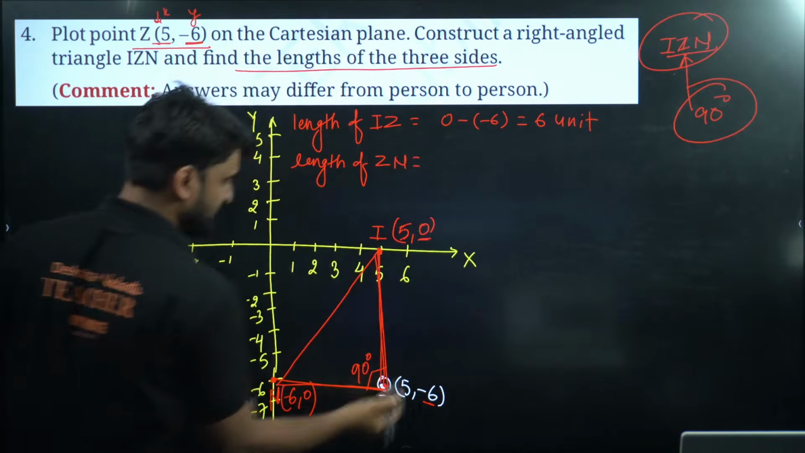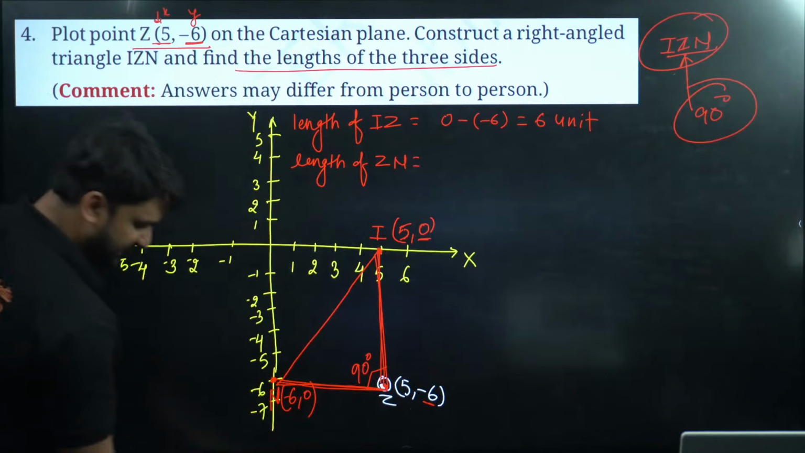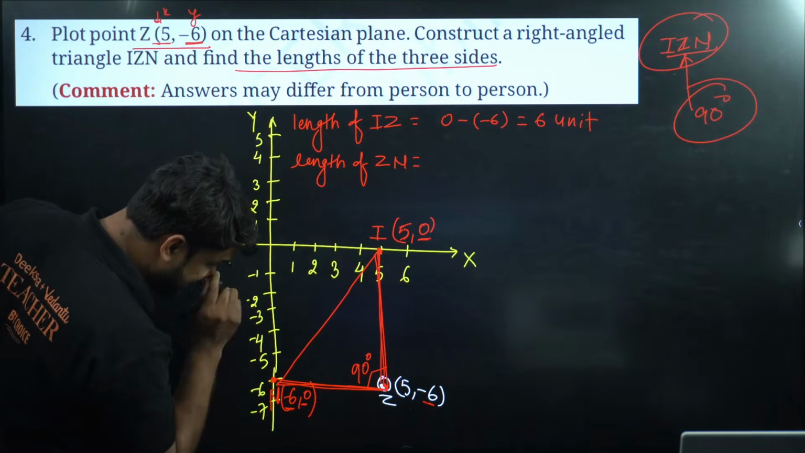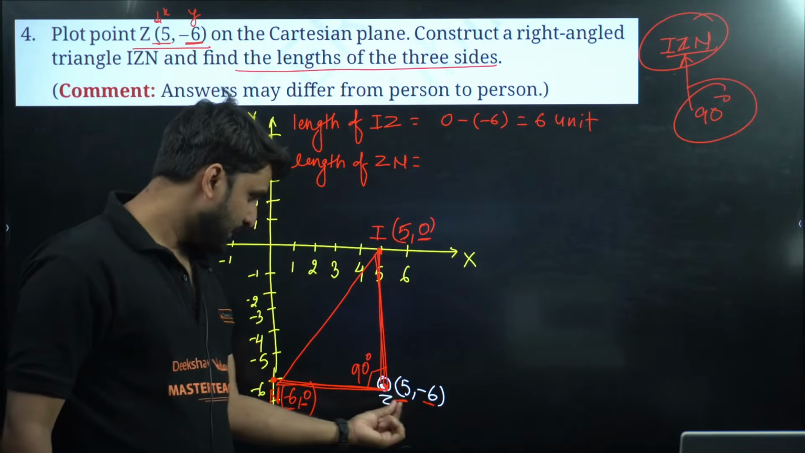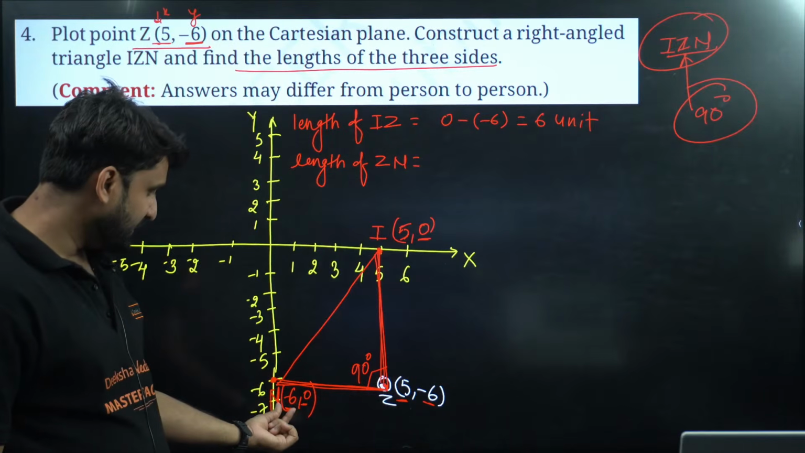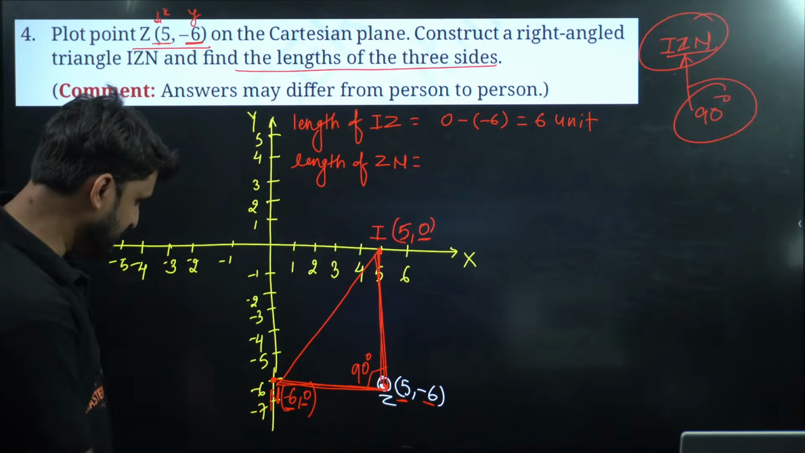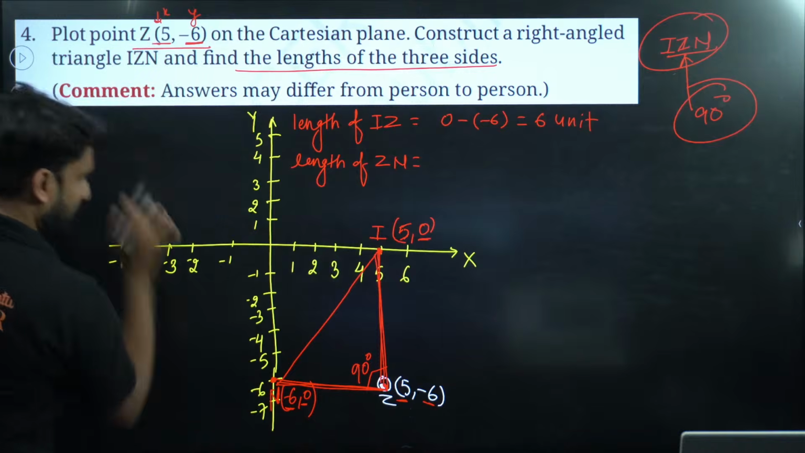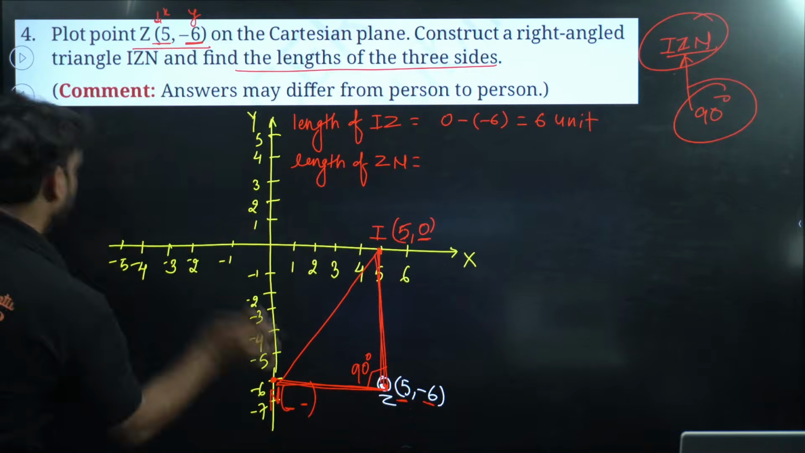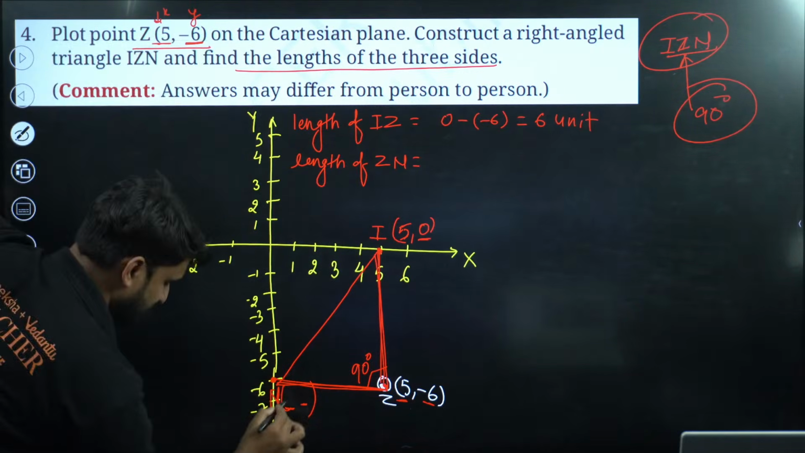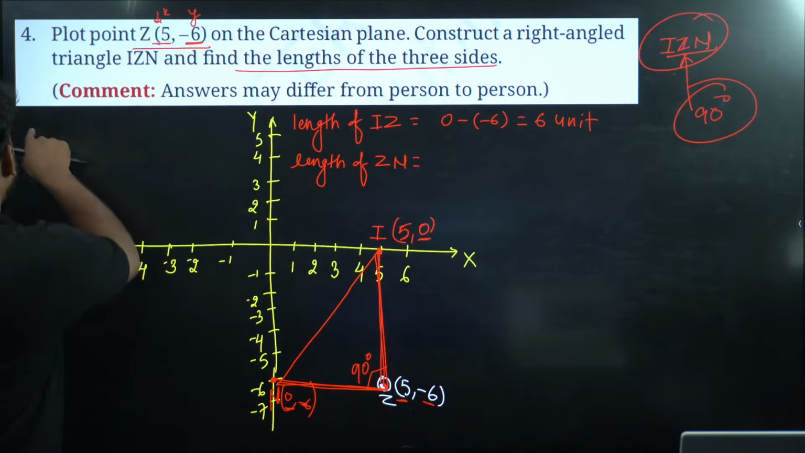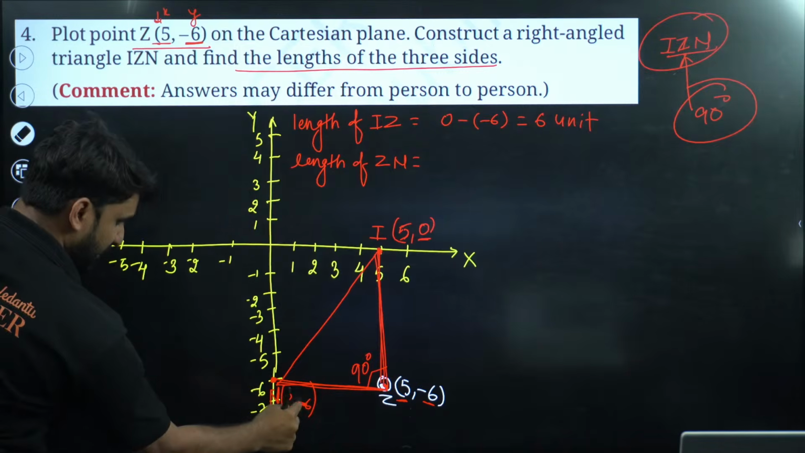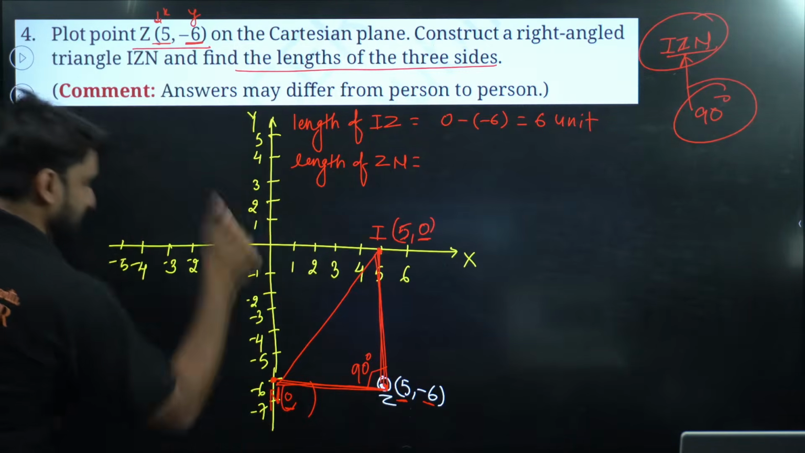ZN is along the x-axis, so the x coordinate here is -6 and here it is 5. Sorry, this is the x coordinate here, this is y, we have written it in reverse format. This point will be y coordinate, x coordinate is 0, so this will be 0 comma -6. That's why I was confused. 0 comma -6, because here the x coordinate is 0 because the point is on the y-axis.